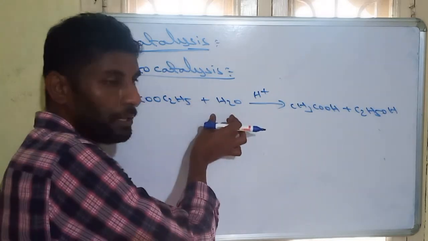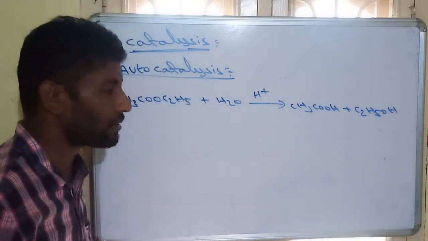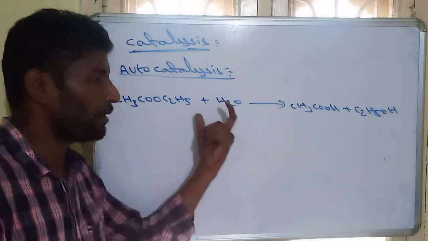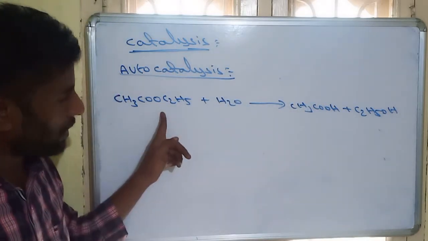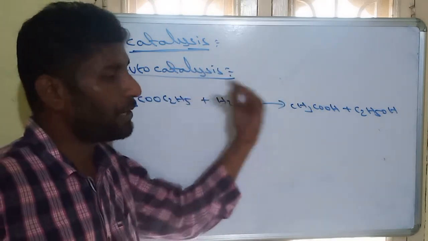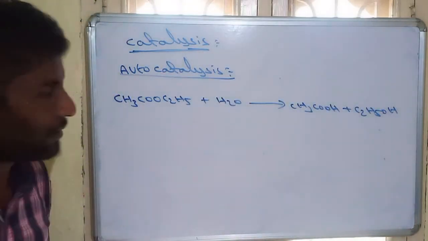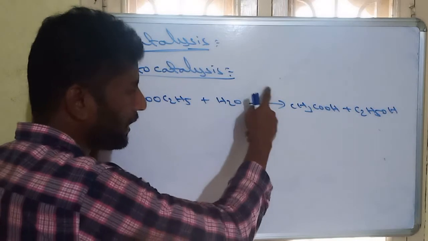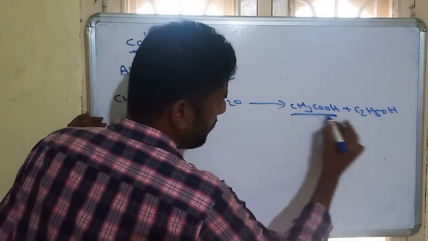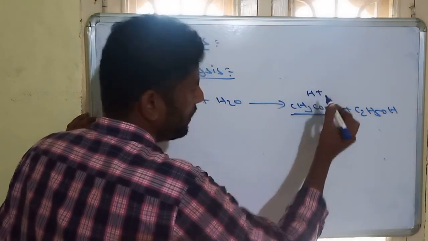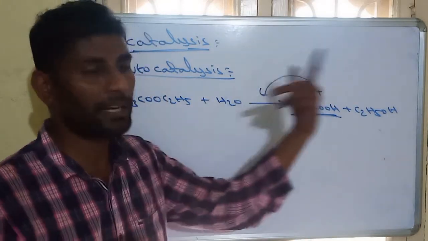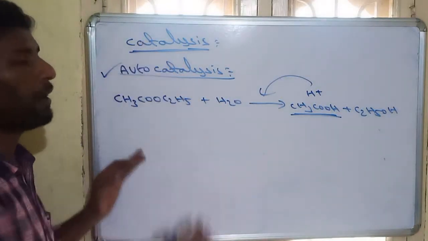So hydrolysis will be increased by the addition of the catalyst. If we are not adding a catalyst, the rate of reaction is very slow. Initially it is a slow reaction, but after some time its rate increases by itself without adding any catalyst. Why? Because initially there is no catalyst, so the reaction rate is slow. But after some time the product acid is forming, acetic acid, which releases H plus ions. These H plus ions act as a catalyst. So one of the products is acting as a catalyst. Such reactions are called autocatalysis.